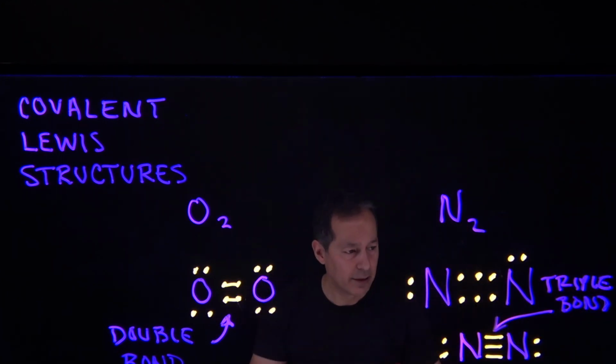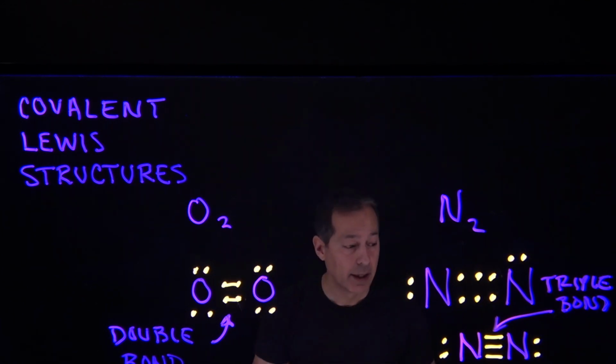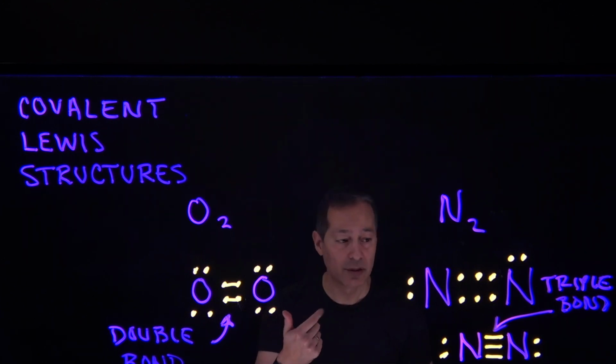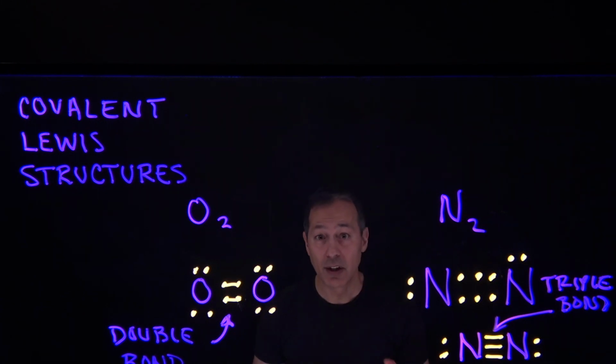You've seen that now. Can we have a quadruple bond? And that's a great question my students often ask. And as it turns out, no, we don't see quadruple bonds in chemistry. It's just single bonds, double bonds, and triple bonds. So if you ever see a quadruple bond, you know something ain't right.